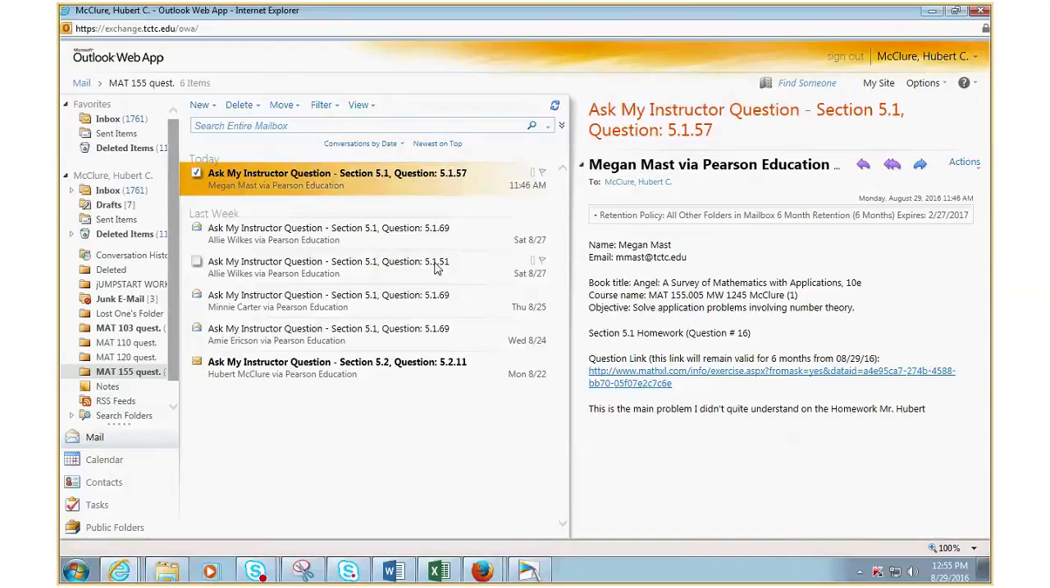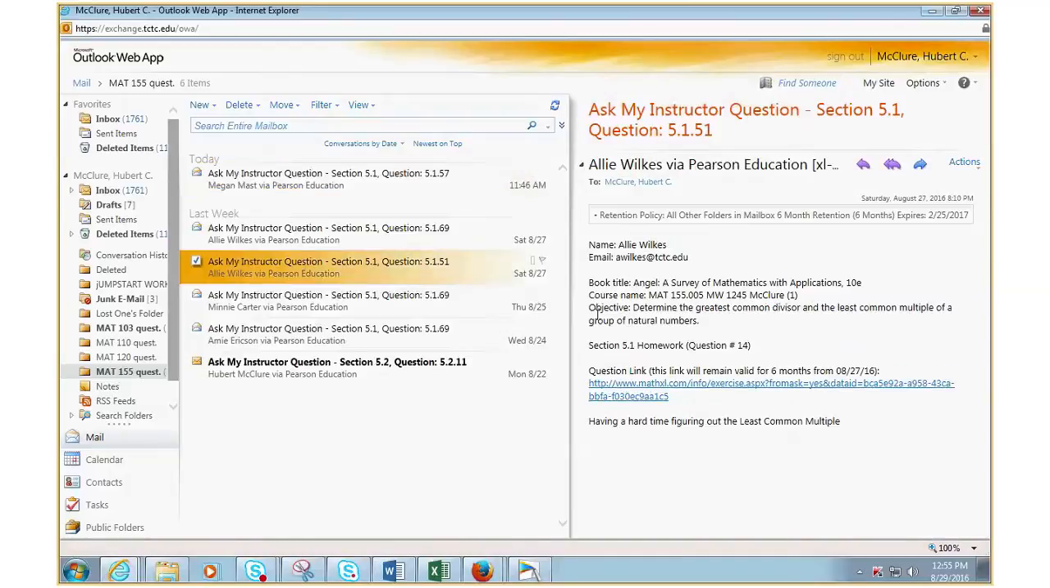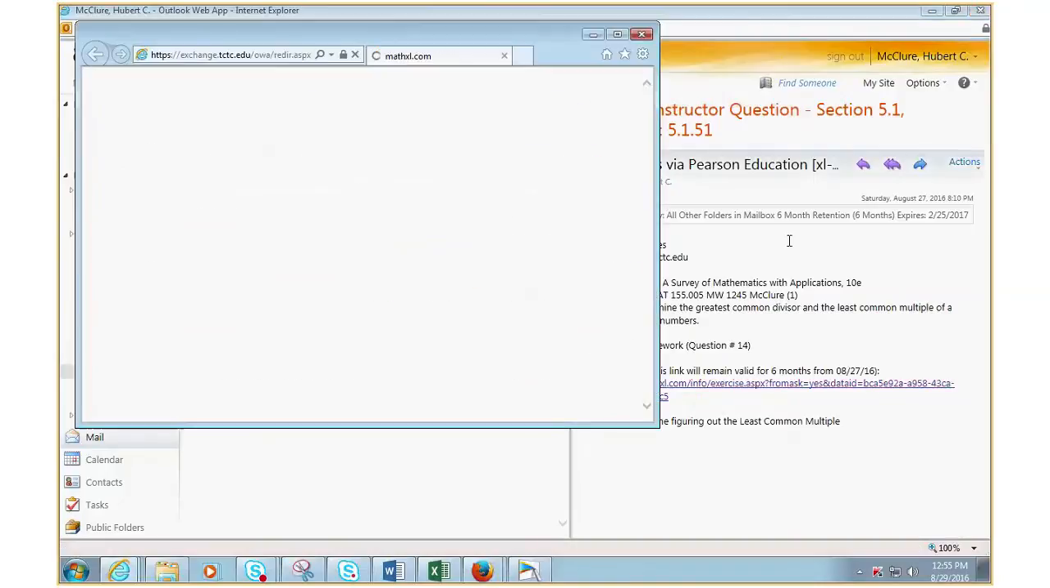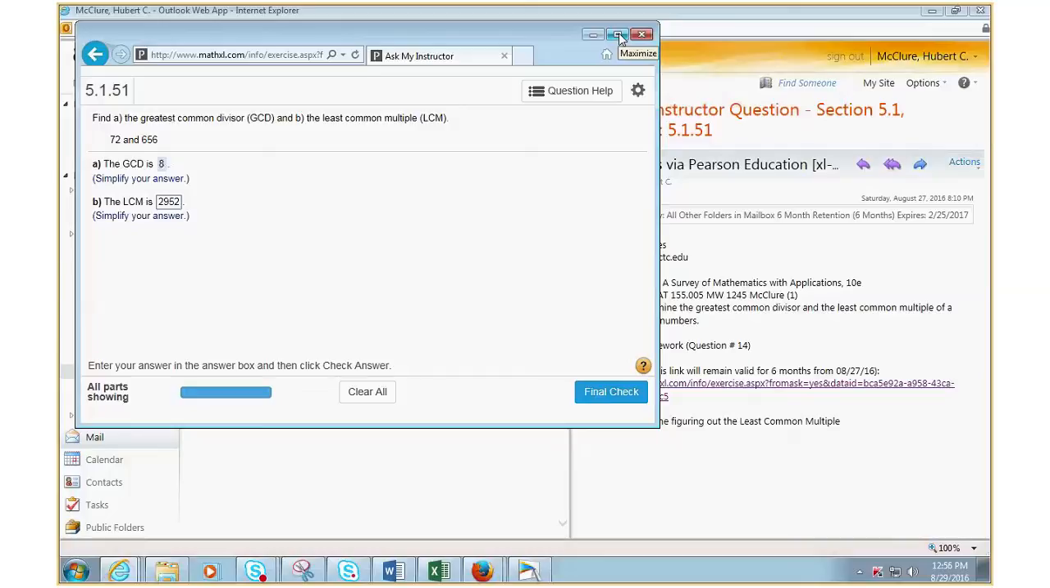Five point one, that's 57, 51, so let's do 51 first. Alright, try this one. Write this one down. This is 72 and 656. Find the least common multiple, the greatest common divisor and the least common multiple. We'll start with these few questions today and move into 5.3, which is fractions.